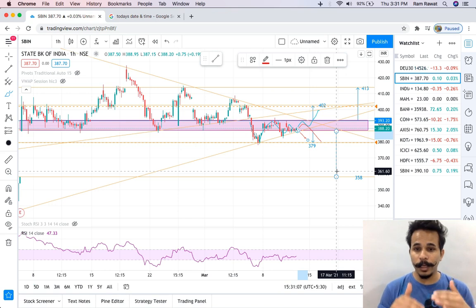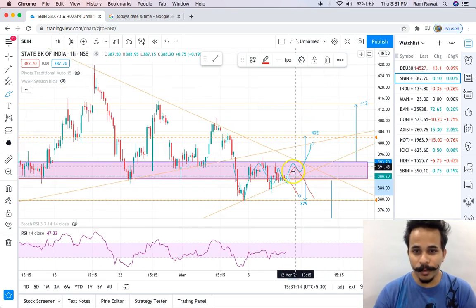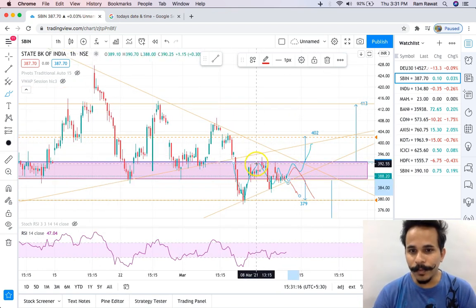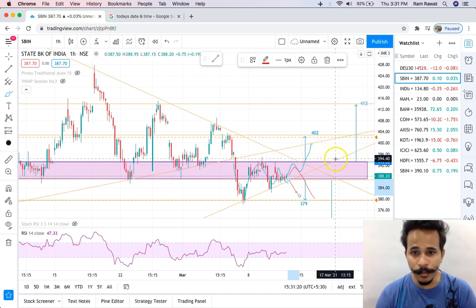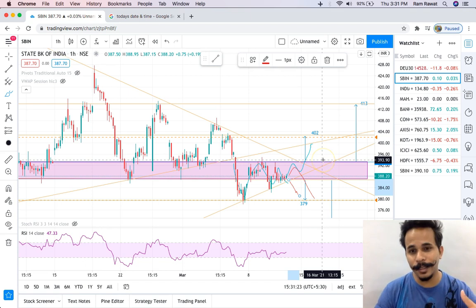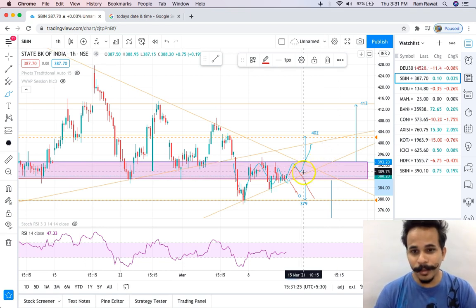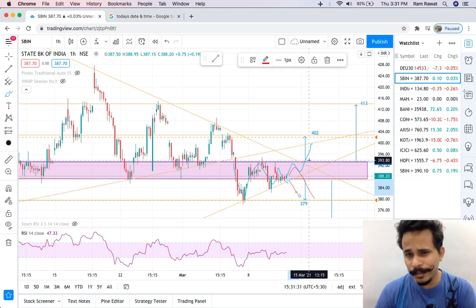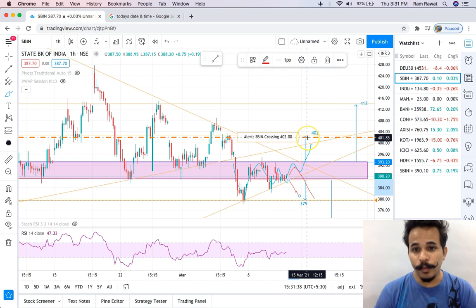So this is about shorting the stock, I think that's the right term. Then if the market is going up, if this resistance is broken, then you can actually get inside the market at this level. You can enter around 393, 394, something like that, and you can expect a target up to 402.